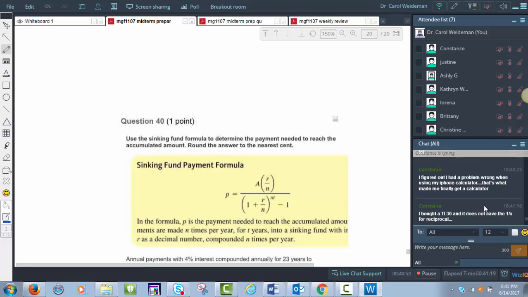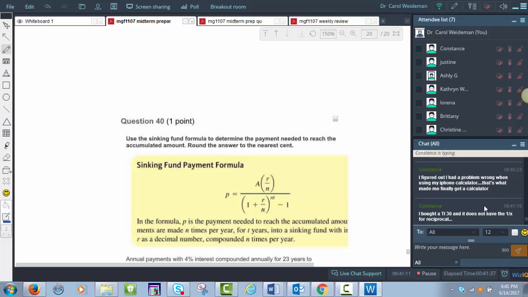Constance, does it have a memory option? Because you could put the number into memory and then just do 1 divided by and then recall what you put in memory. That would work too. There's a couple different TI-30s. But again, see, you know that about your calculator.